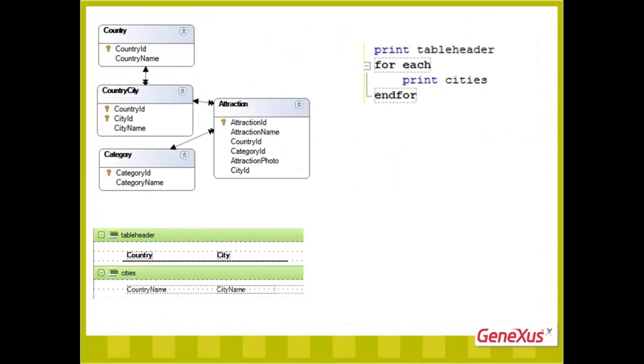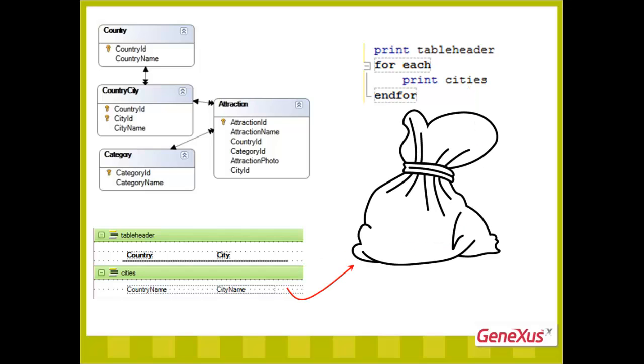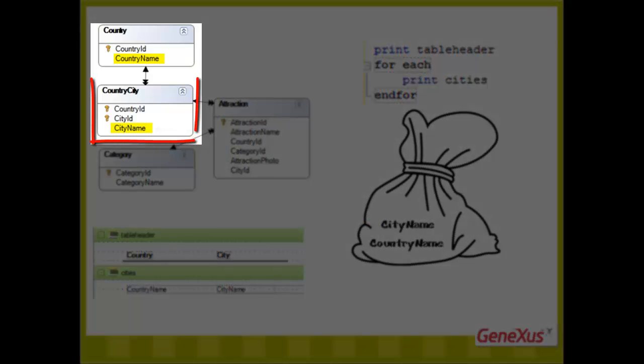To determine the base table, GeneXus will extract the attributes referred to in the for each. Then it finds the tables where they're located and takes the base table whose extended table contains them.